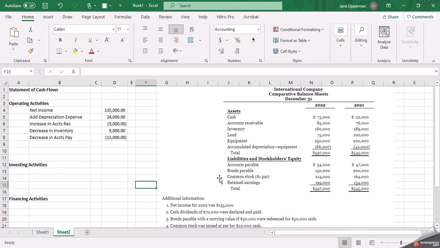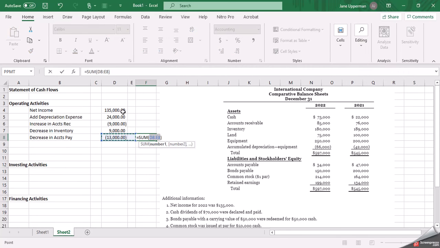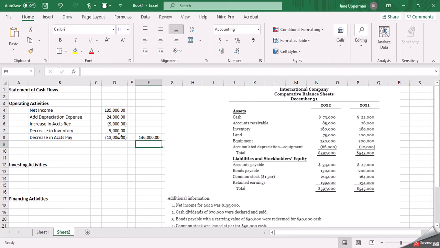Bonds payable are always long term, so we don't have to worry about that in the operating section. We'll deal with that when we get down into financing. And then the same with common stock. So then that should be our total for our operating section. So I will do a little sum there. And we've got $146,000 of cash coming in from our operating activities.